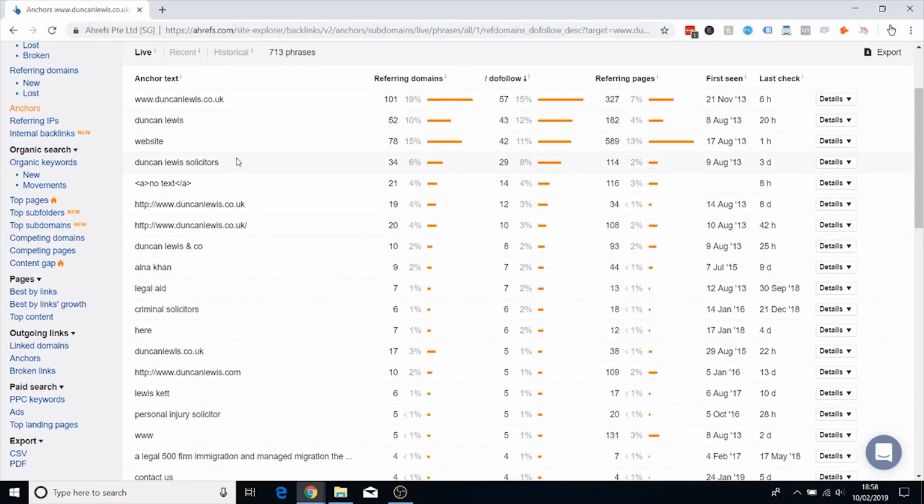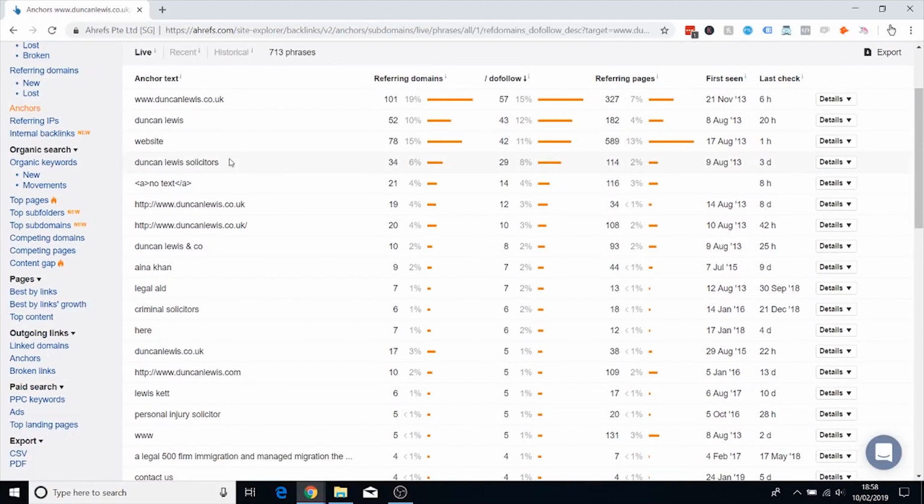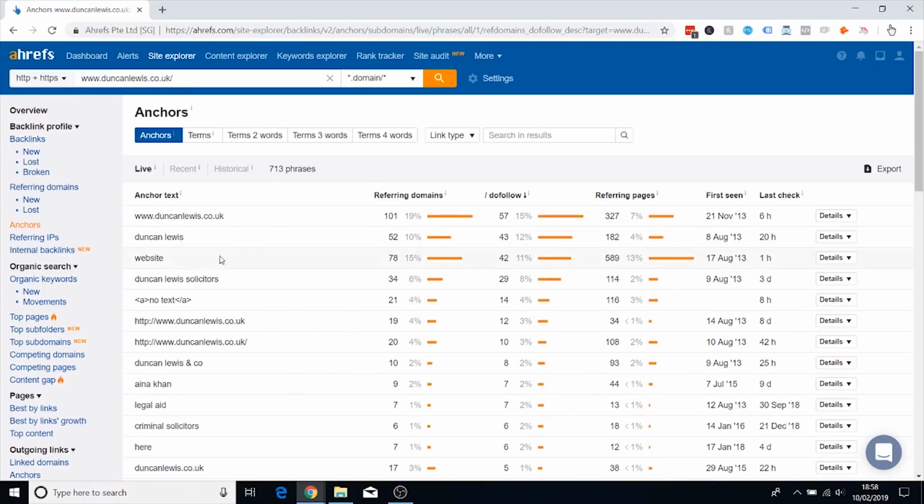You've got solicitors there. You've got the brand plus solicitors, which is great. Anytime you can include the brand plus the keyword you want to go after, it looks extremely natural. All the biggest brands, if you take a look at their anchor text, it's their brand name plus something that they offer. So, for example, Duncan Lewis, solicitors. It's hitting their keyword, but in such a soft way that this looks extremely natural. Take a look at any big brand and their anchor text will look like this.